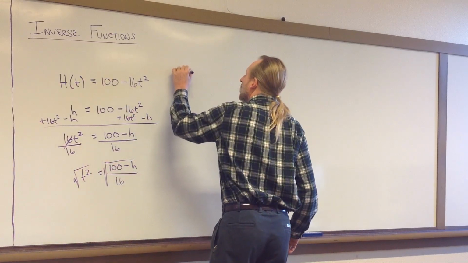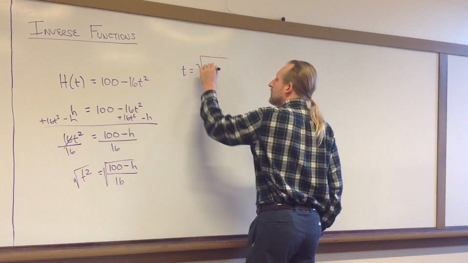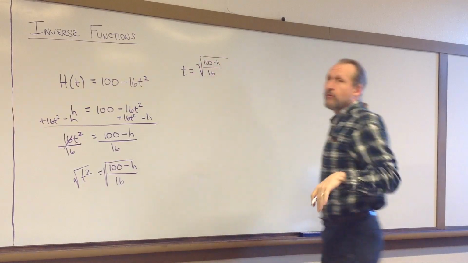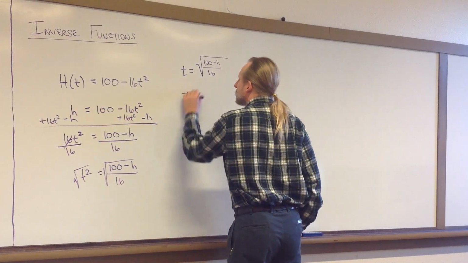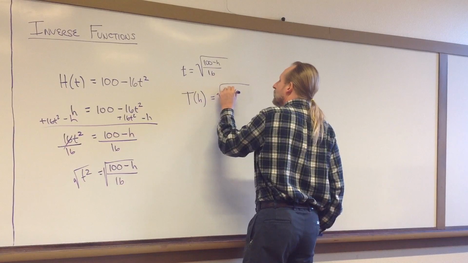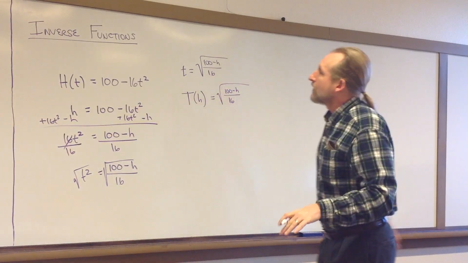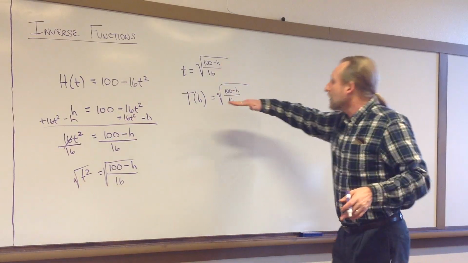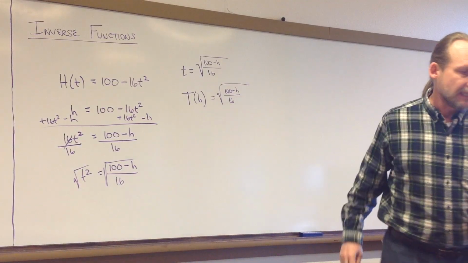So our inverse function here is that t is equal to the square root of 100 minus h divided by 16. And if we want to use that function notation, I'll use a capital T of h, is this square root 100 minus h over 16. Okay, so here's our original function, 100 minus 16t squared. Here's our inverse function, square root 100 minus h divided by 16.